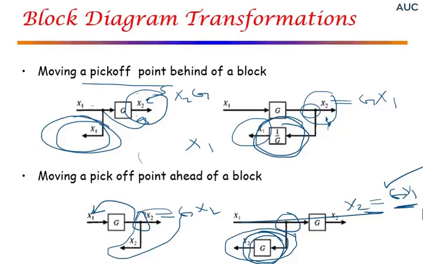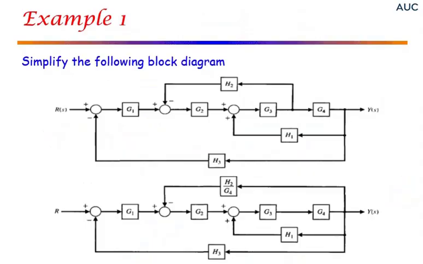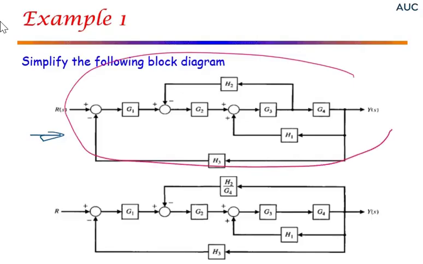However, notice that in the possibilities of moving pickoff points and blocks or summing points and blocks, we haven't actually mentioned moving or interchanging a pickoff point and a summing point. That is not allowed. That will result in wrong results. So don't try to do this. I will give you an example to illustrate. For example, if you have this block diagram and I ask you to find the corresponding input-output relation.